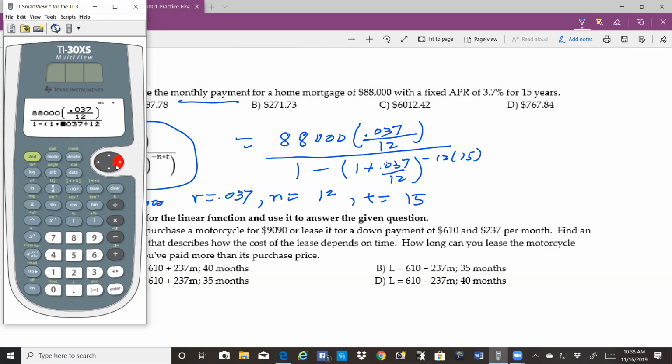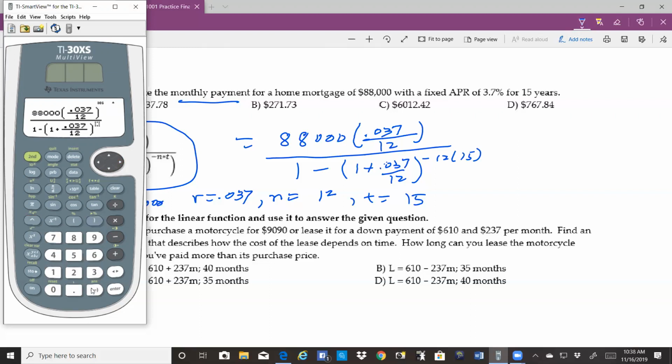I'm going to delete this and show you how you can put it in exactly how it's shown. So now we would introduce a division and get to 0.037 divided by 12. Now move this over and put the in parentheses, and now we're going to do an exponent.